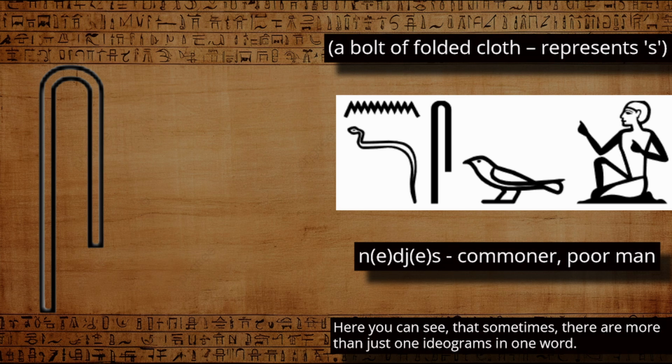You will see here that sometimes a word can include more than one ideogram. Take Neges, which means commoner or poor man. It's illustrated with a kneeling man and a simple bird, perhaps hinting at the notion of an ordinary person.